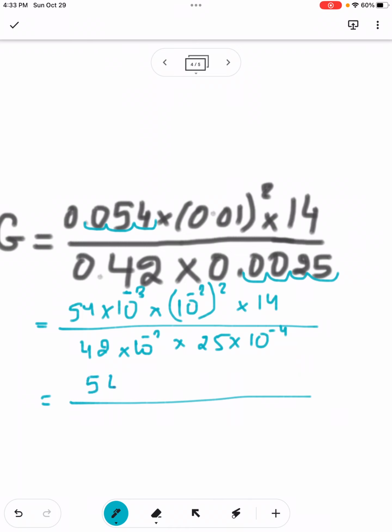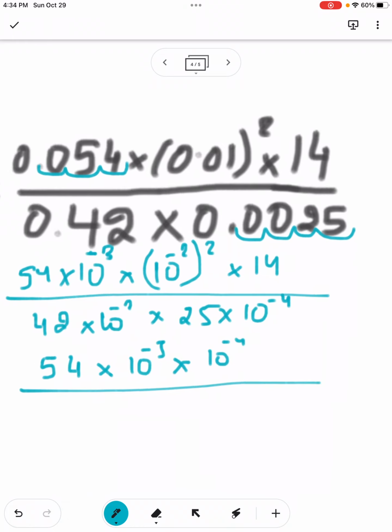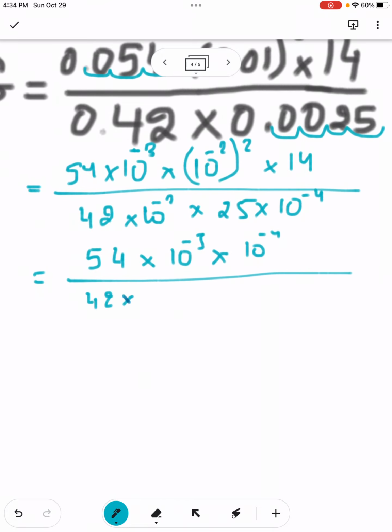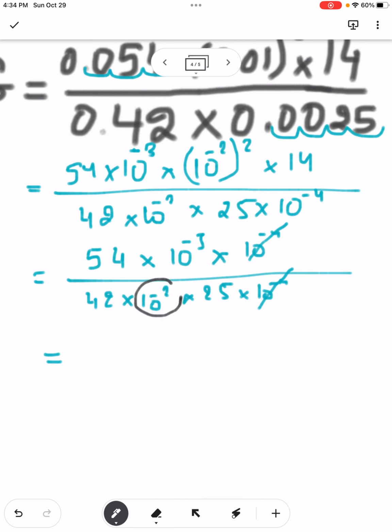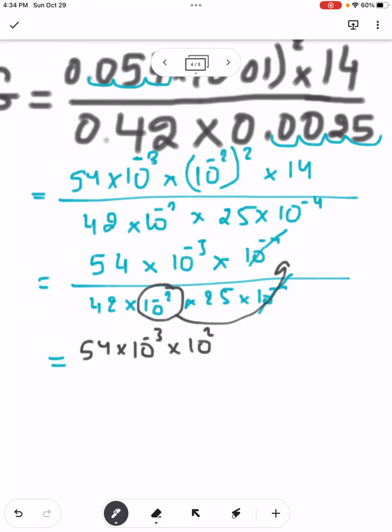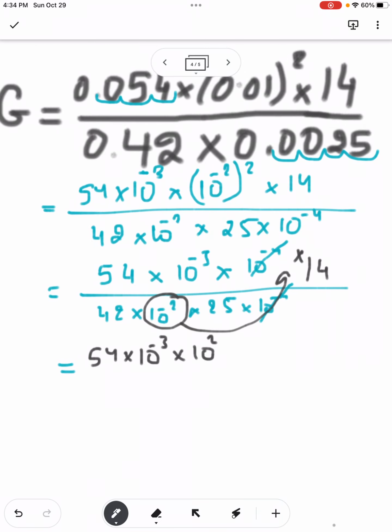عنا 54 times 10 power minus 3 times 10 power minus 4 over 42 times 10 power minus 2 times 25 times 10 power minus 4. هاي 10 power minus 4 both in numerator and denominator والساينز بيناتهم كلها times so I can simplify it. ضل عندي هلا 10 power minus 3 و 10 power minus 2. هاي 10 power minus 2 أنا إذا بدي طلعها لفوق بدي غيرها إشارة الإكسبوننت يعني 10 power minus 3 times 10 to the power 2 over هون عنا times 14 نسيتها أنا over 42 times 25.